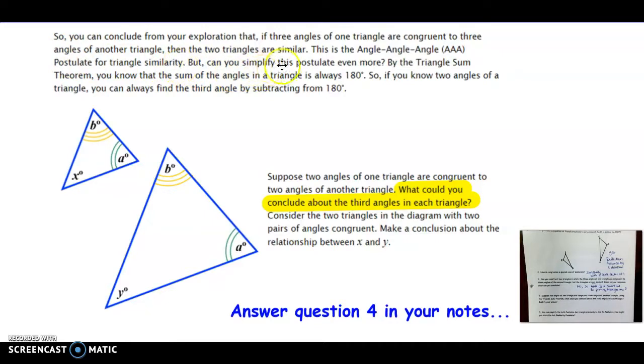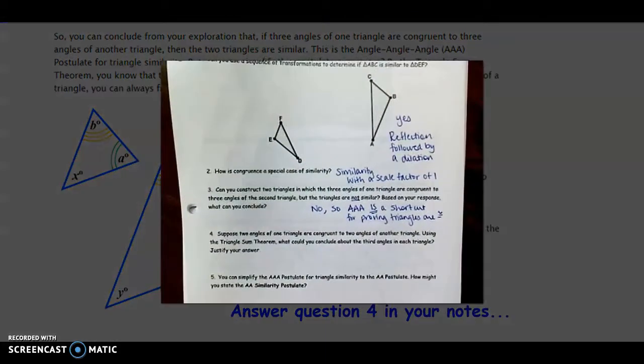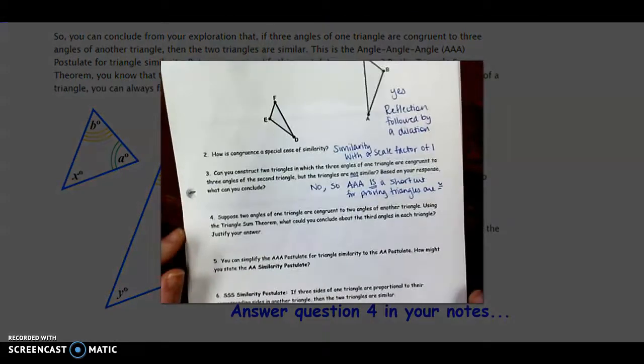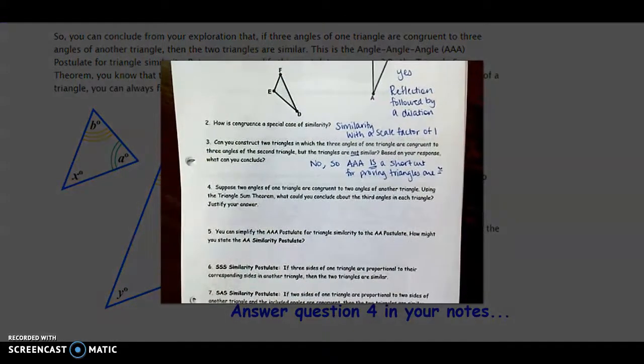But we can simplify this postulate even more. Remember, by the triangle sum theorem, we said if we knew that 2 angles of one triangle were congruent to 2 angles of another, what had to be true about the third pair of angles? So remember, we said that meant the third pair also had to be congruent. So question 4, it says, suppose 2 angles of one triangle are congruent to 2 angles of another triangle. Using the triangle sum theorem, what can we conclude about the third angles in each triangle?